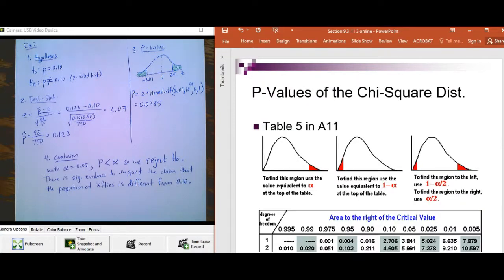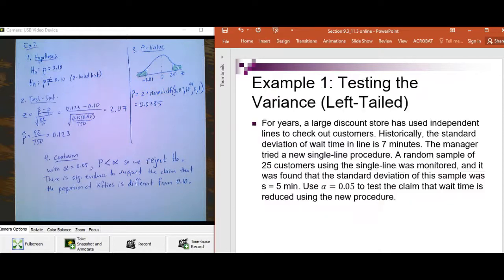So here's an example of the chi-square distribution. You can see the chi-square distribution is skewed to the right. It's no longer normal. So here we'll be finding areas to the right or to the left or a two-tailed area as we did with our other ones. We'll just use our calculator to get it. This will be finding the p-value.